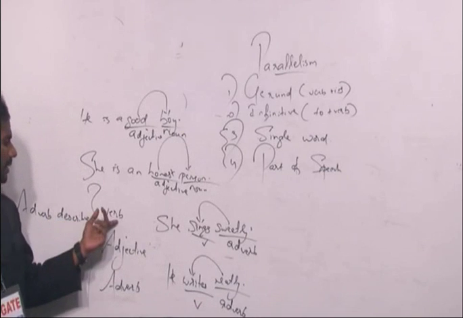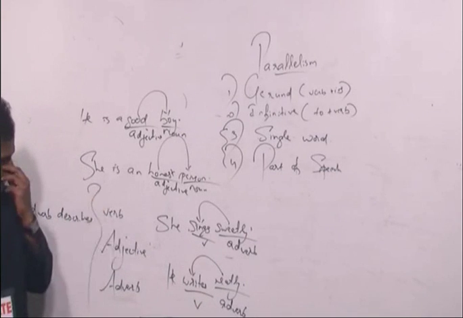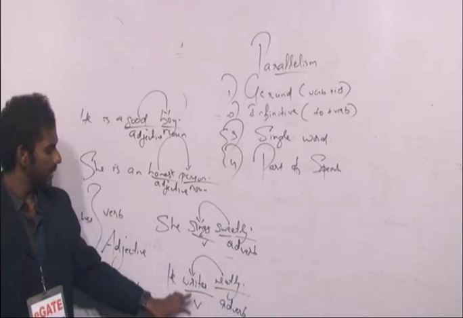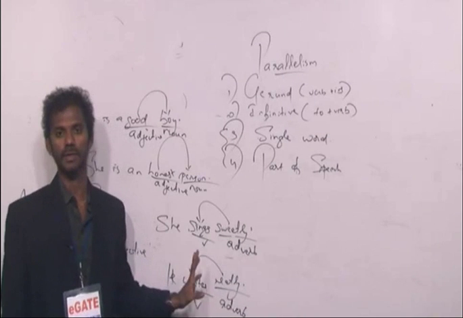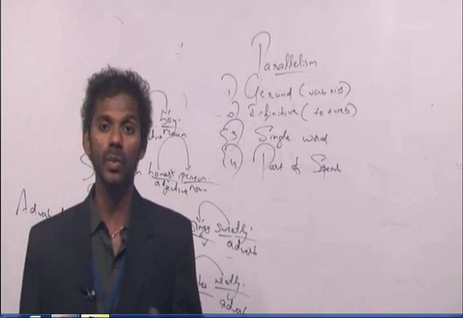Any word that describes a verb is termed as an adverb. Sings is a verb here. The word sweetly describes sings. So sweetly becomes an adverb. Writes is a verb here. So neatly becomes an adverb. That's the first definition. An adverb is a word that describes a verb.